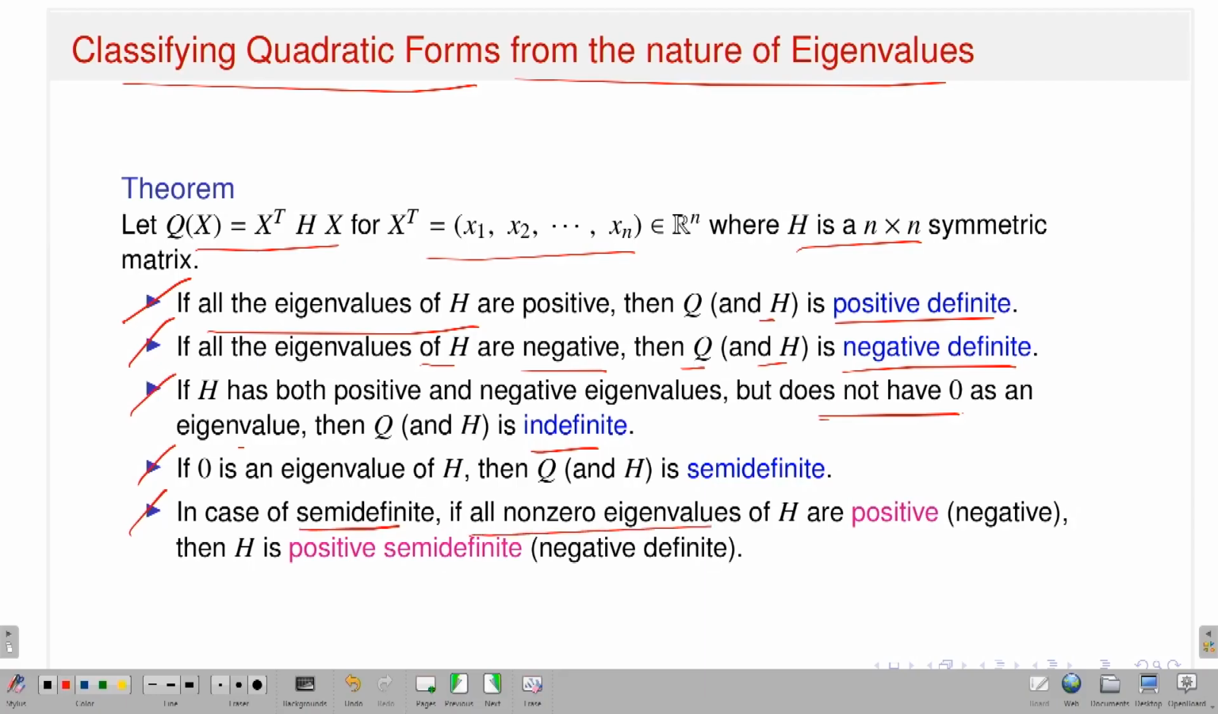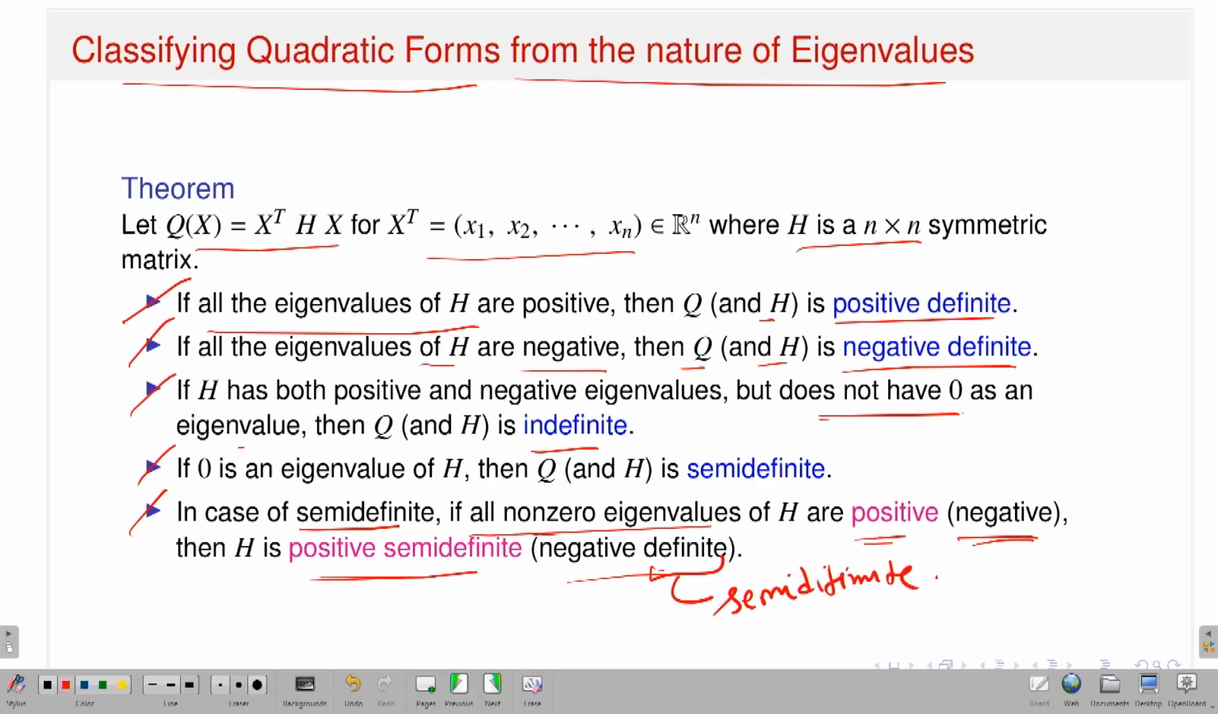In particular, in the case of a semi-definite form, that is, if 0 is an eigenvalue, if all non-zero eigenvalues are positive, then I will say that it is positive semi-definite. I have written it in one sentence: if all non-zero eigenvalues of H are positive, it is positive semi-definite; if they are all negative, it is negative semi-definite. This should be semi-definite, not definite; that was a typo.